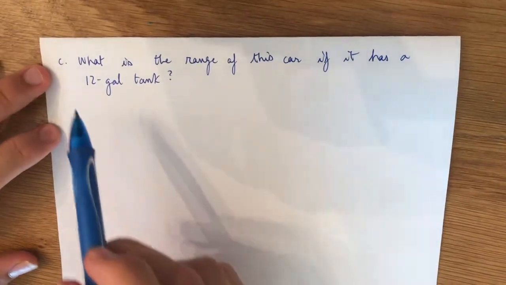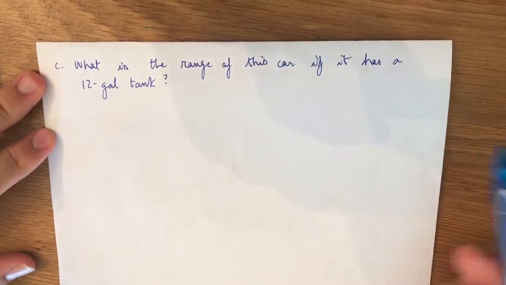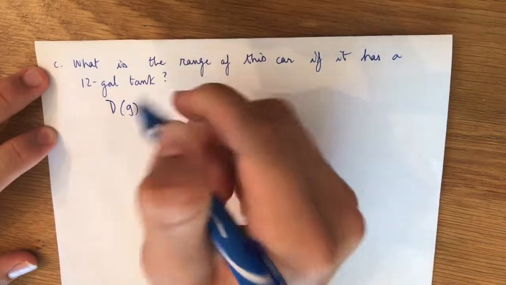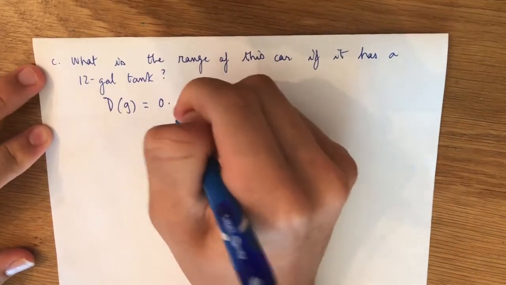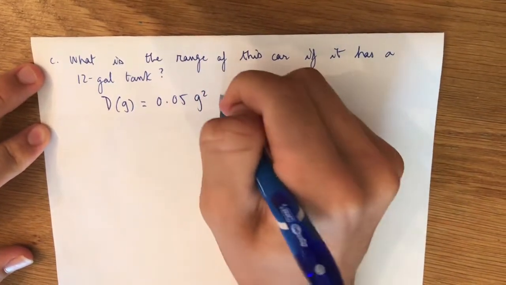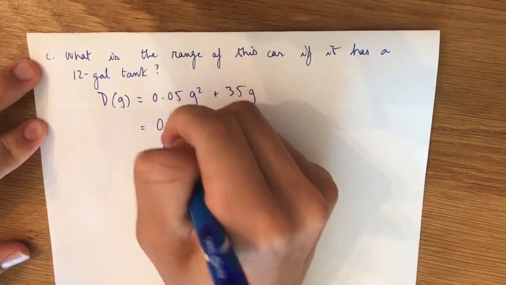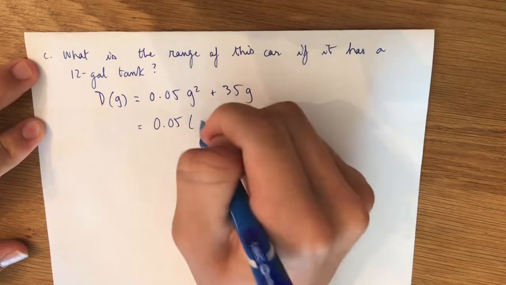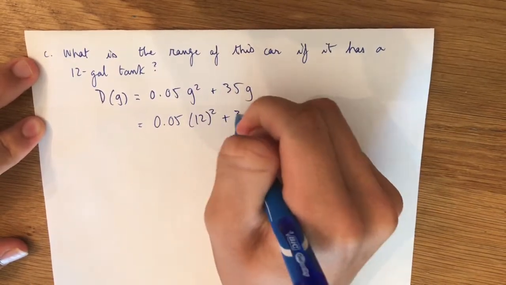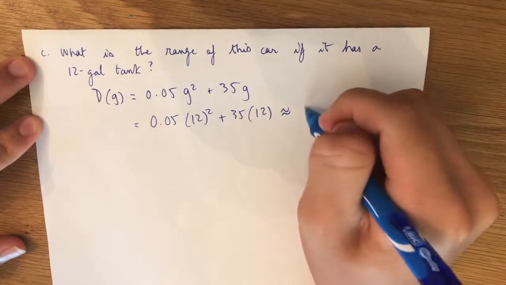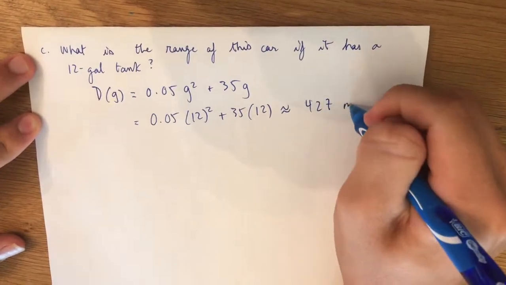Okay, so the last question asks us what is the range of this car if it has a 12-gallon tank. So you just use the equation from the original question, which is D equals 0.05 g squared plus 35g. And now it's easy, you just do some plugging in. It has nothing to do with any derivatives: 0.05 times 12 squared plus 35 times 12. And you find around 427 miles.